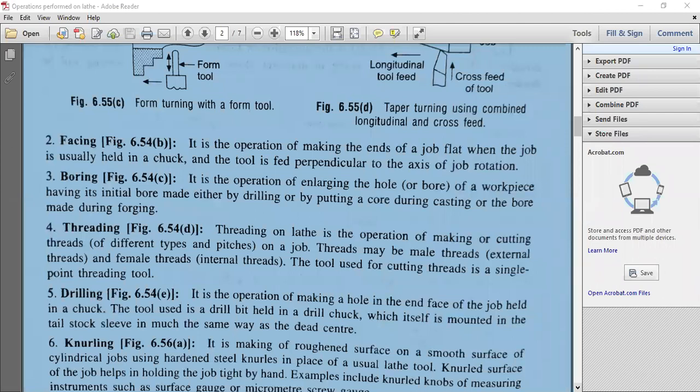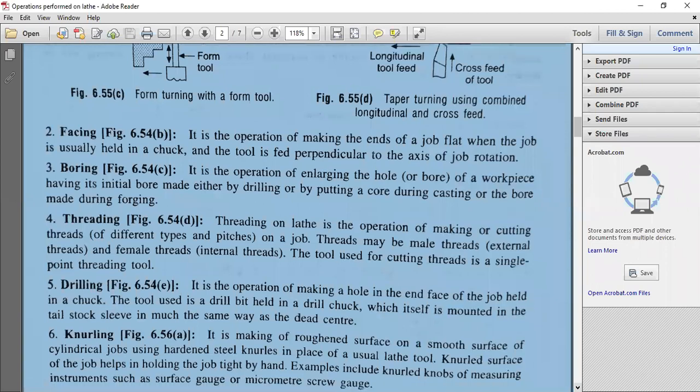So this is mounted on the tailstock sleeve in the same way as the dead center, or the revolving center for large workpieces, or the Morse taper. You have to use a particular Morse taper which is suitable for small jobs, medium-sized jobs, or heavier jobs. So that is the drilling operation.